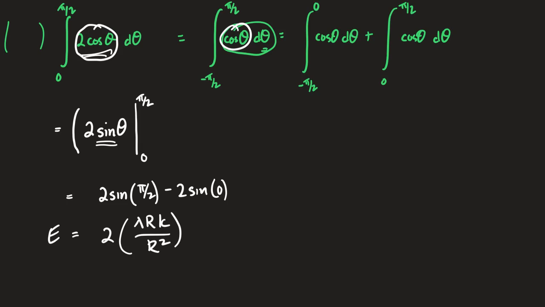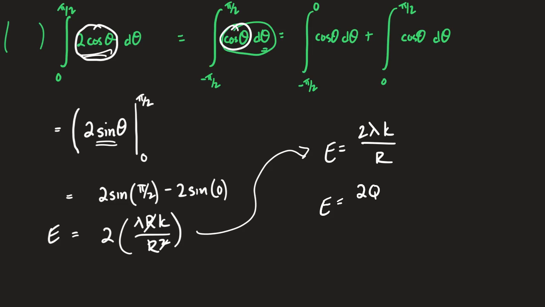So this represents the electric field for that half a ring of charge. And I'm just going to rewrite it. The r cancels with one of the r's on the bottom, and you get lambda k over r times 2. So our final answer, E, equals 2q k over pi r squared.